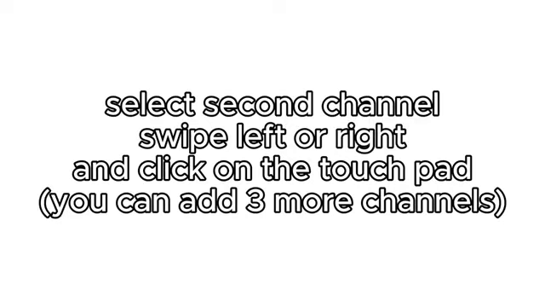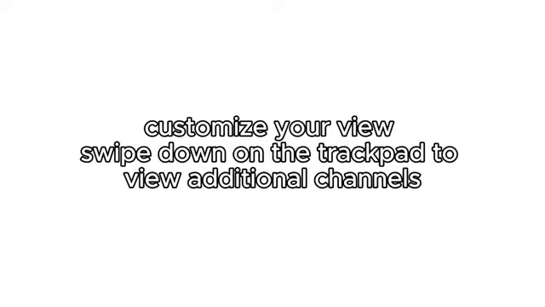Access Multiview from the Fubo TV menu. Select a second channel: swipe left or right to highlight a second channel, and click on the touchpad to select it. You can add up to 3 more channels in this manner. Customize your view: swipe down on the remote trackpad to view additional channels. You can also swipe left or right to highlight an additional channel and click the touchpad to select it.